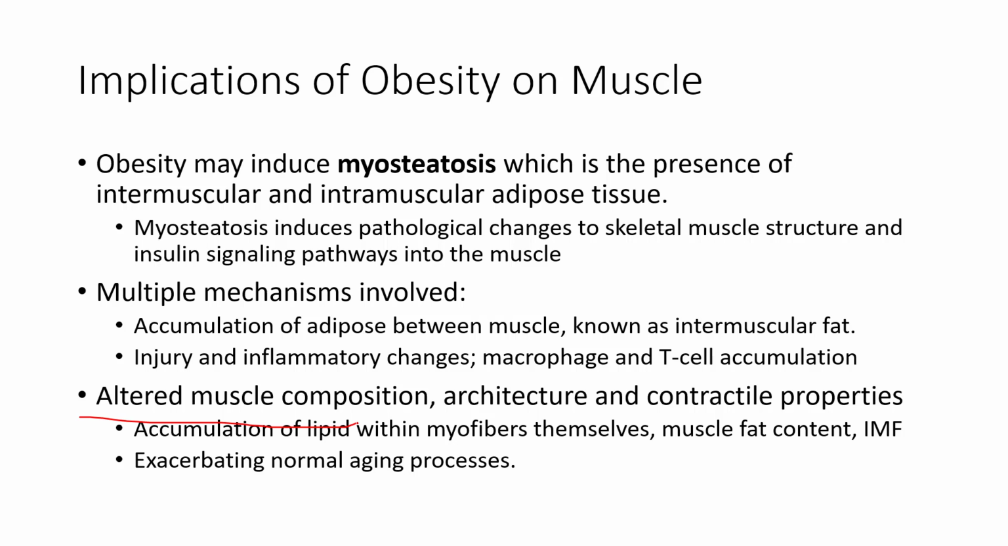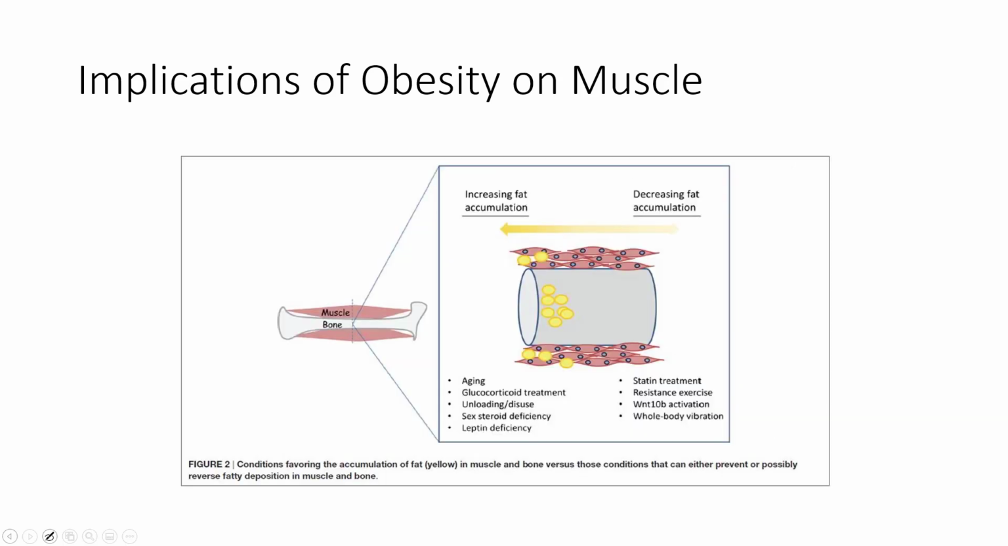So again, we see these changes in the ability of the muscles to produce force in patients with obesity, which may exacerbate the normal aging process. Especially in people who are elderly, this may be a particular concern, because as we age, our muscle mass tends to decrease. It's just an example again, with this increasing fat accumulation, we have all these pathological changes in the muscle.